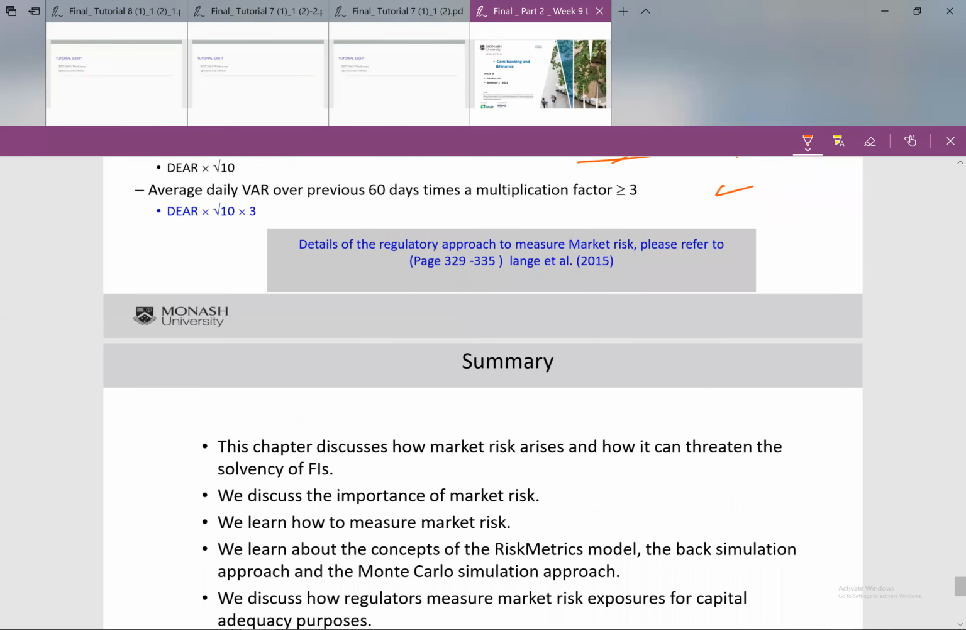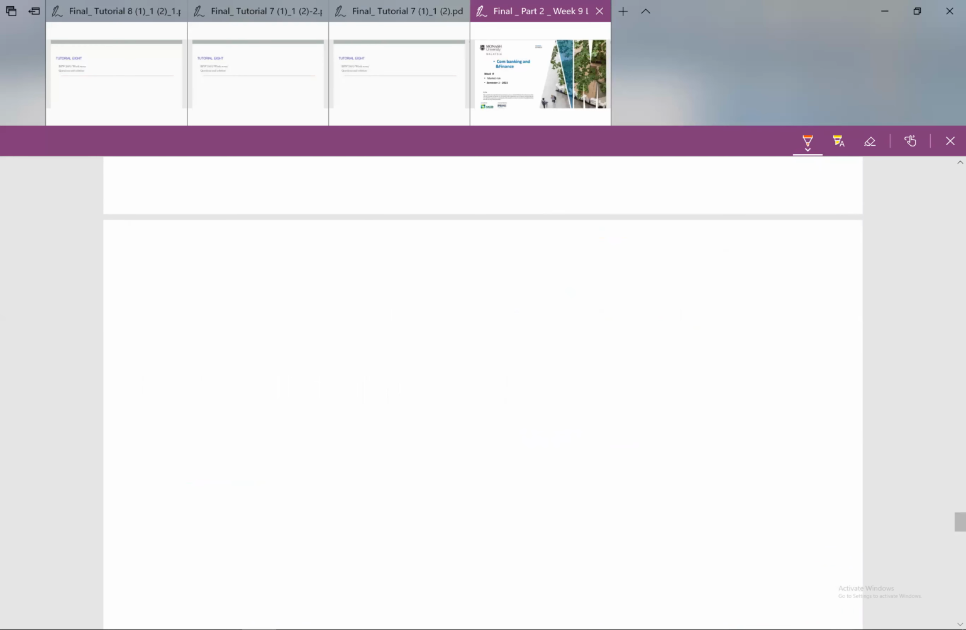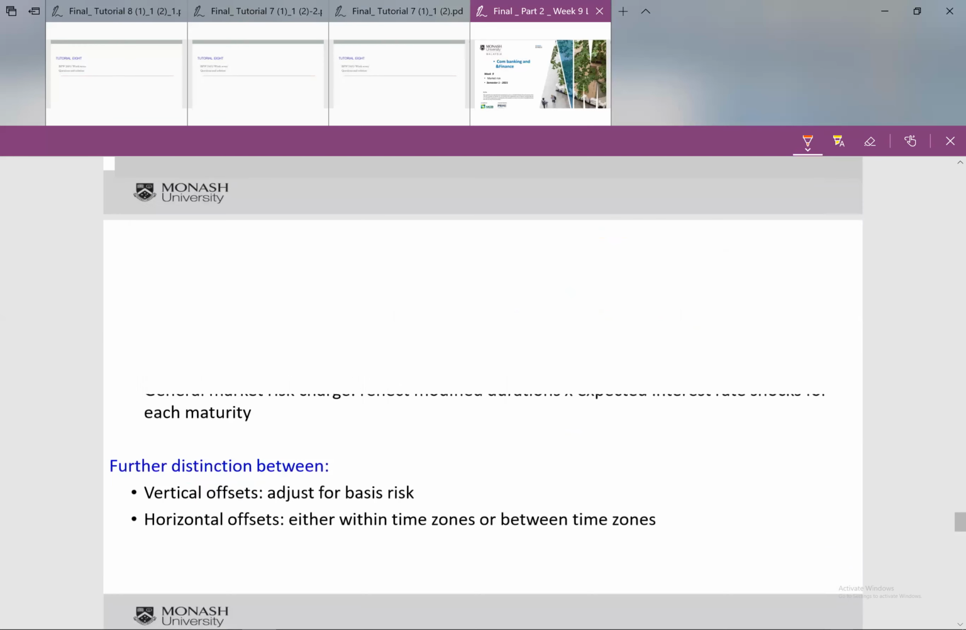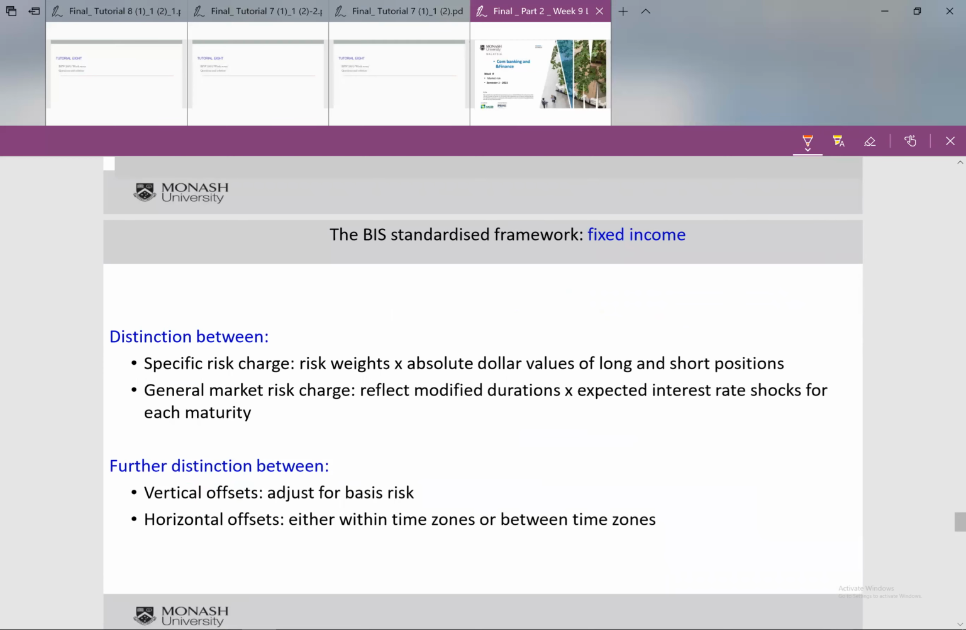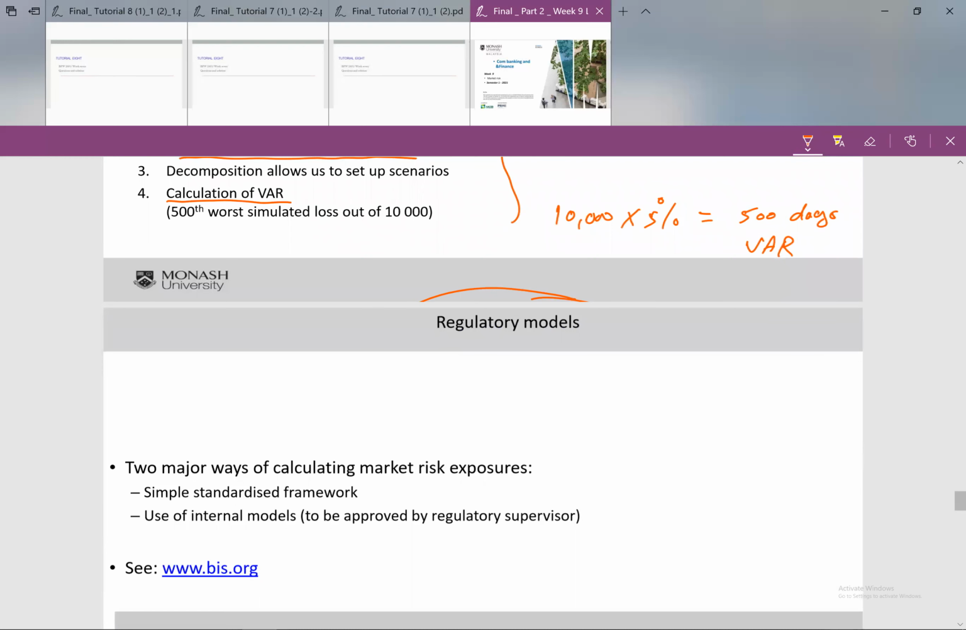Just before I finish, please don't worry about the regulatory models. We'll talk about it when we come to capital risk. This is just for your understanding. So this one is actually not included in the future test.